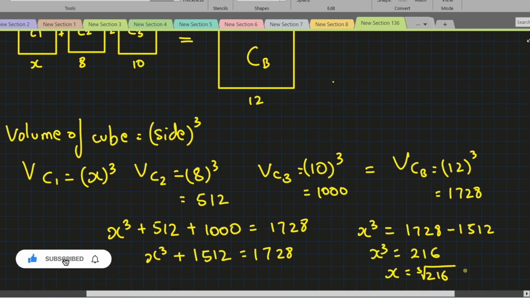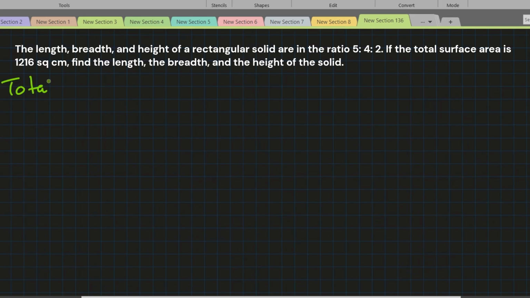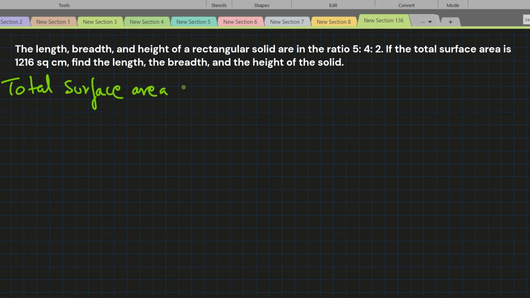We take cube root on both the sides. We get x is equal to 6. So we need to find the value of length, breadth and height over here. So we're going to use total surface area of cuboid. The length, breadth and height are given in the ratio. So we're going to take a common multiple.